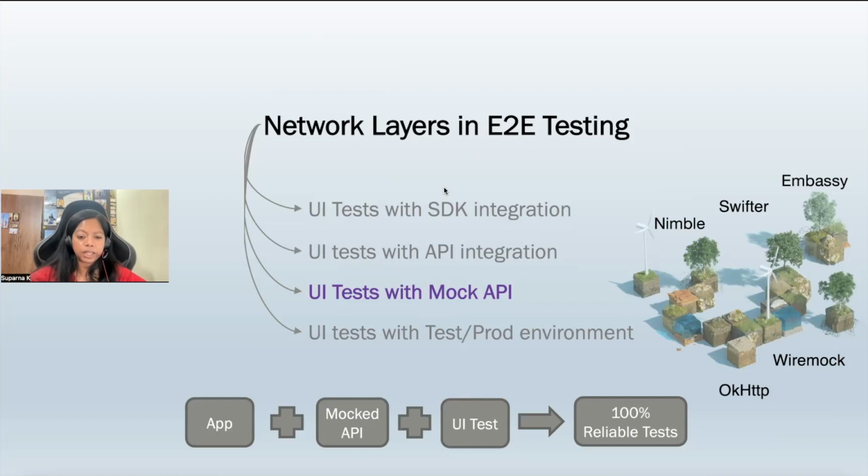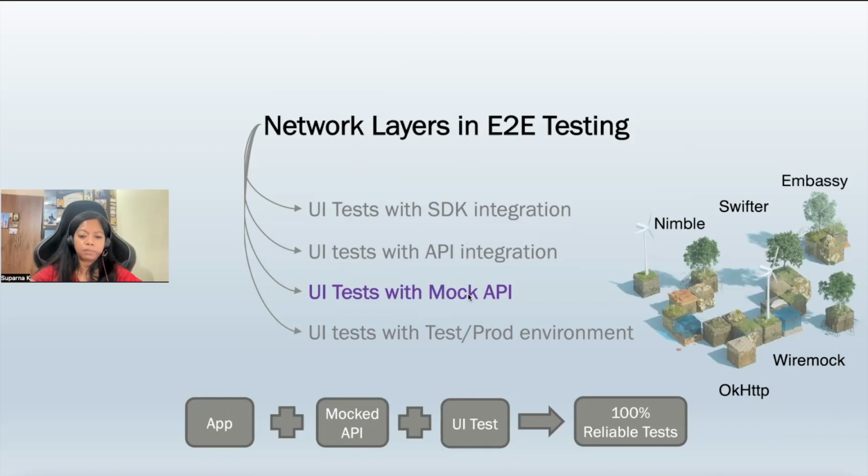The second type of network layer that people use to write UI tests is with integration of a mock API. In the case of a mock API, the test becomes a lot more stable. There is no more flaky test. This is foolproof all the time. Either your test passes or it fails, and it always works. And if it fails, it fails for a genuine reason. It never fails because of flakiness.